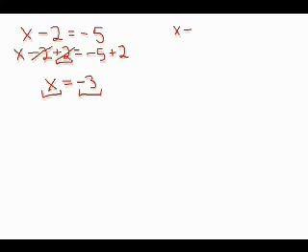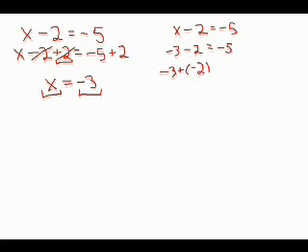Again, we can check our answer. If we go back to the original equation and substitute our value of x, which was negative 3, into this equation, we have negative 3 minus 2. If we want to change that to an addition question, that would be negative 3 plus negative 2. And negative 3 plus negative 2, of course, is negative 5. So once again, we've got a case where the left side equals the right side. If that's how it works out, you know you've got the right answer.